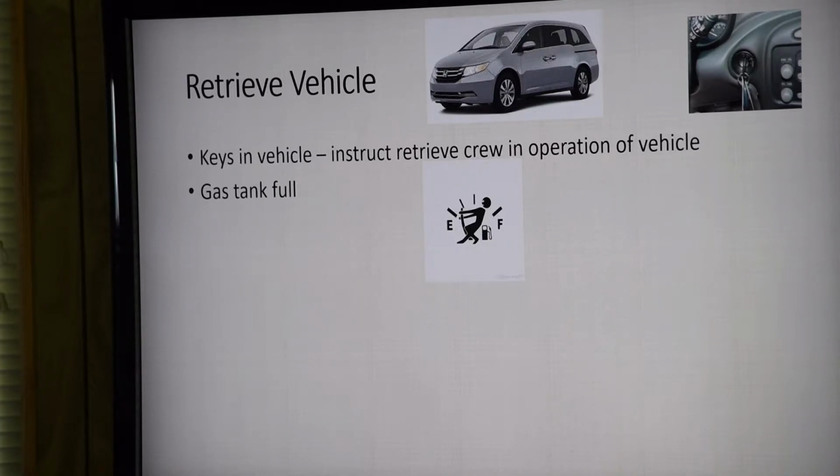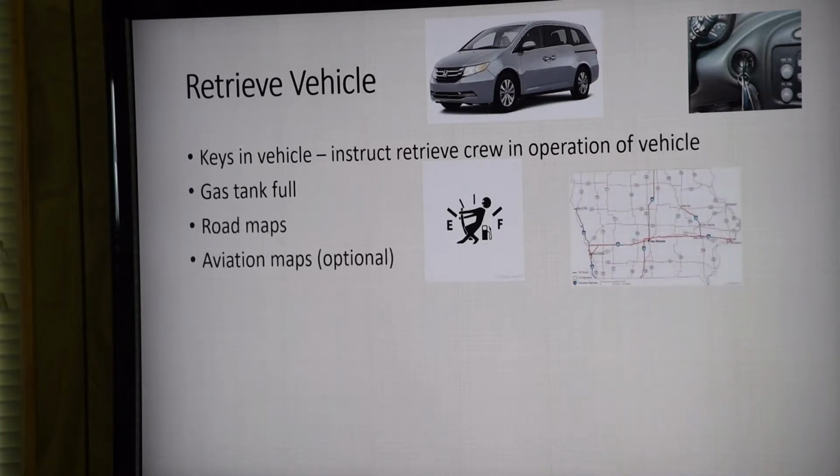Another thought is make sure there's some cash available for the crew, your retrieve crew, so that if they need to get more gas on the way, they can do that without their expense. I think I've got that on here, but if I don't, I'll mention it. Road maps. Good idea to have road maps. Aviation maps, I know we've done that.